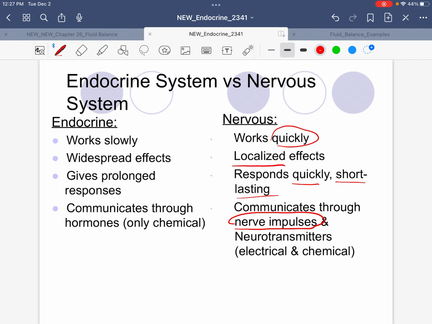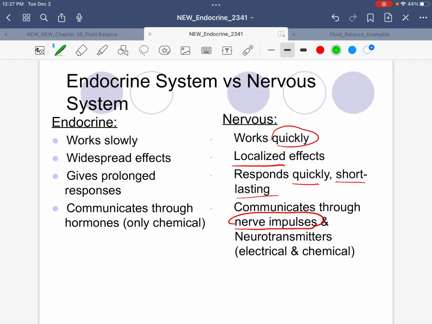If I send a nerve impulse to a muscle, it's going to contract the muscle, and if I don't continue to send nerve impulses, it will not contract any longer. So the nervous system communicates to the body through nerve impulses that are quick and have localized effects. Each nerve impulse can only go to a specific spot. It's quick, which is good, but the effects are shorter lasting.